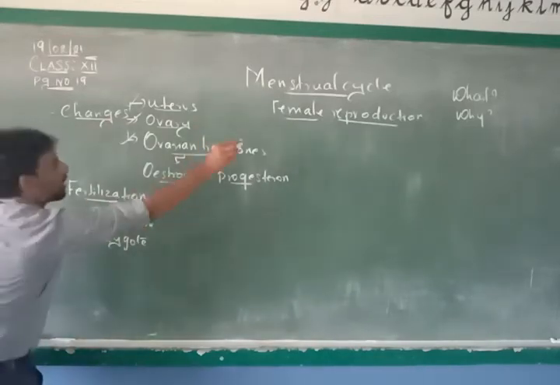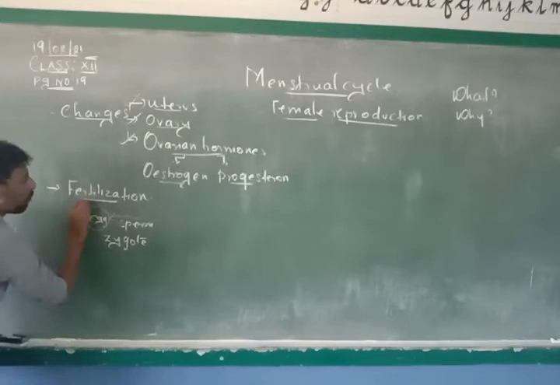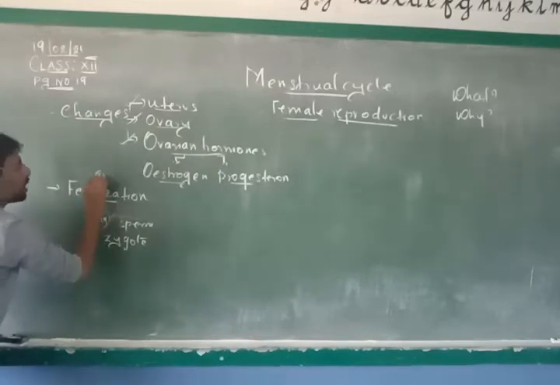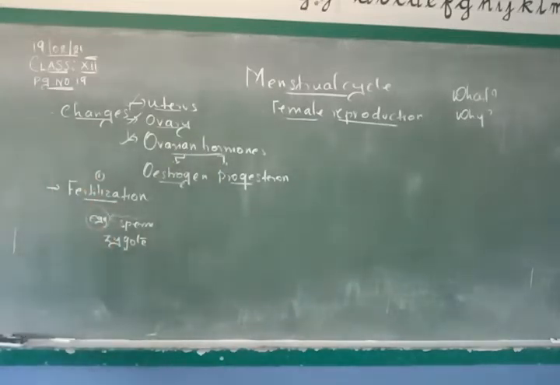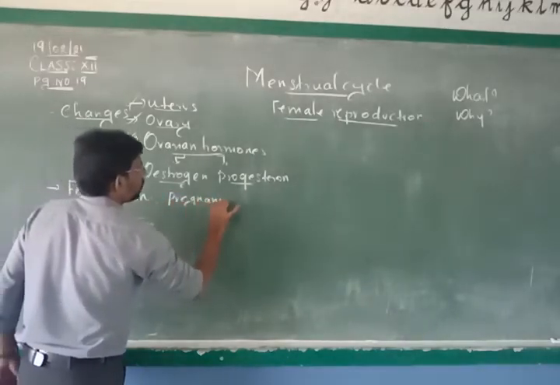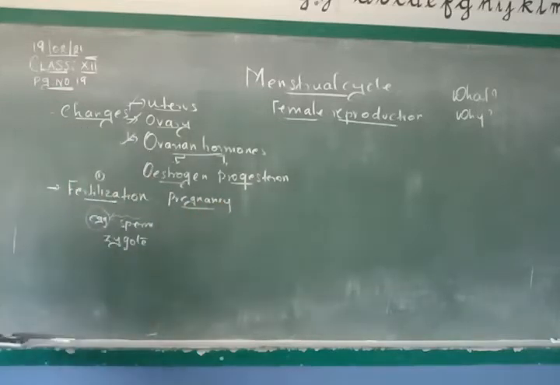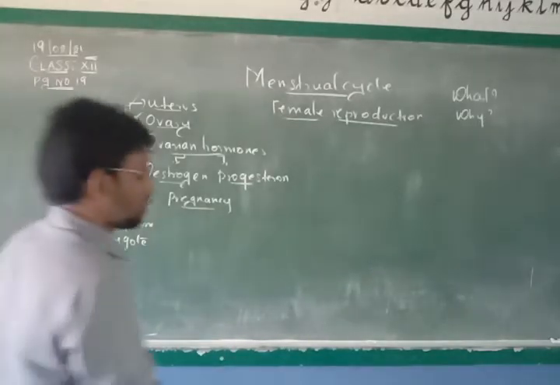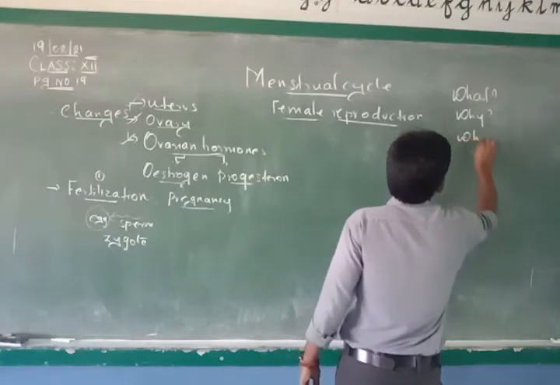So this menstrual cycle will take place for two reasons. Number one is for fertilization. Second one, it is for pregnancy. For these two reasons, the menstrual cycle will take place, either to fertilize or not, either to maintain pregnancy or not. Because of this reason, the menstrual cycle takes place. Got it? Right. The third one is when this menstrual cycle takes place.